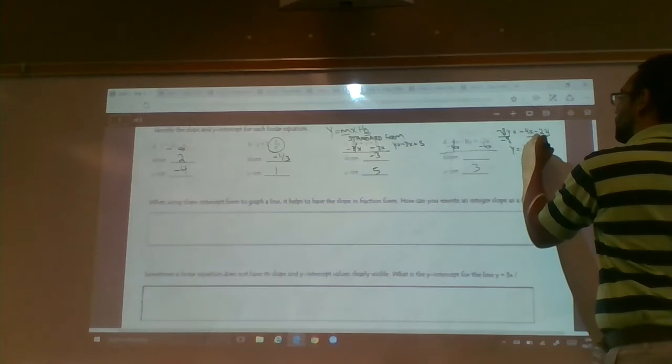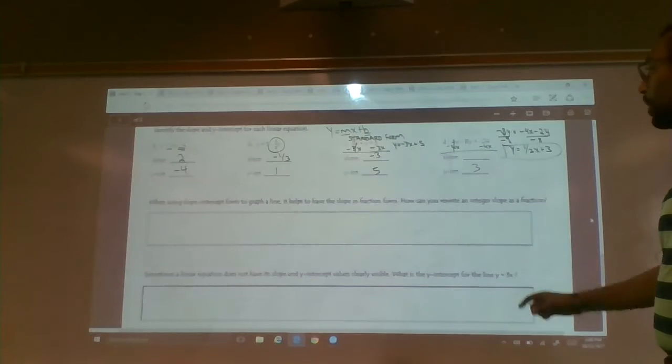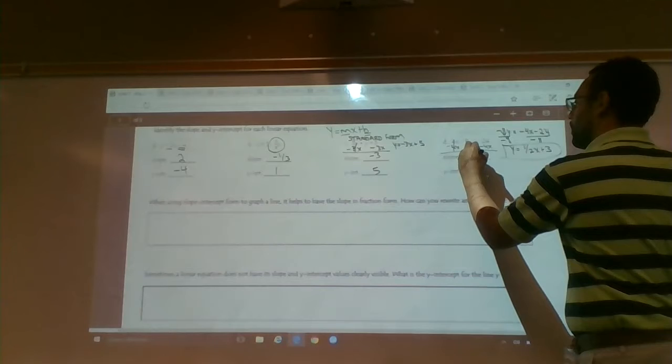So 1/2 x plus 3. That is the equation of my line. And notice the y-intercept is 3, and my slope is 1/2.